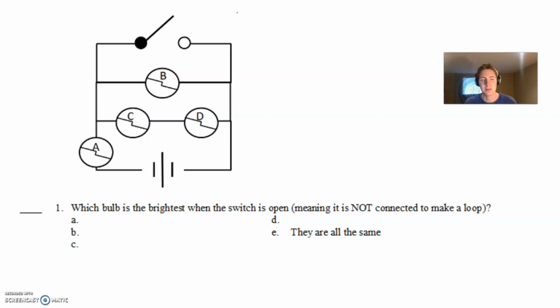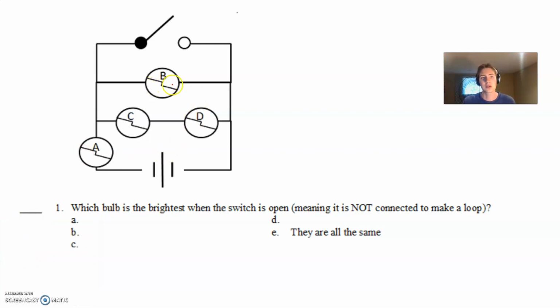So when we're talking about electricity, what's really important to think about is that electricity always wants to take the path of least resistance. So think about that for a bit when I read this problem. Which bulb is the brightest with the switches open, meaning it is not connected to make a loop? And so right here we can see we already have an open switch, so we don't actually have to change the circuit at all. This is kind of how the circuit looks right now.